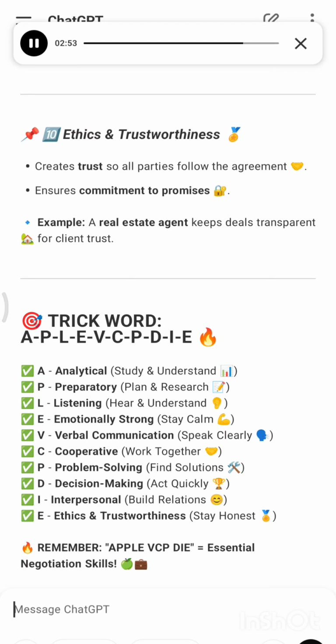Trick word: APLEVCPDIE. A, analytical: study and understand. P, preparatory: plan and research. L, listening: hear and understand. E, emotionally strong: stay calm. V, verbal communication: speak clearly. C, cooperative: work together. P, problem solving: find solutions. D, decision making: act quickly. I, interpersonal: build relations. E, ethics and trustworthiness: stay honest. Remember, APLE VCP DIE: essential negotiation skills.